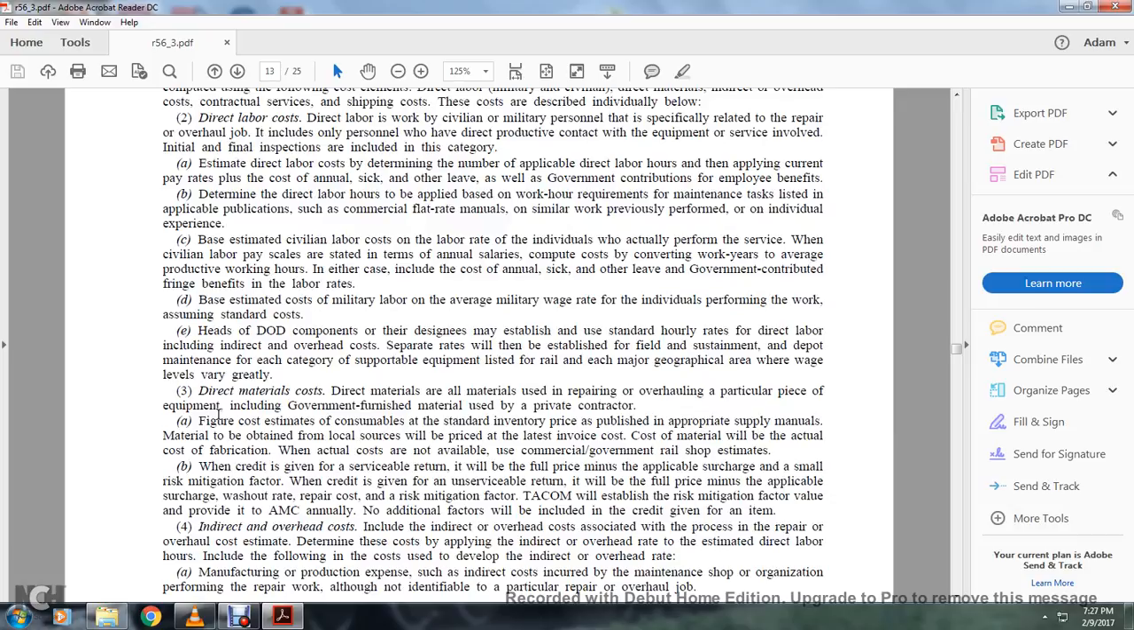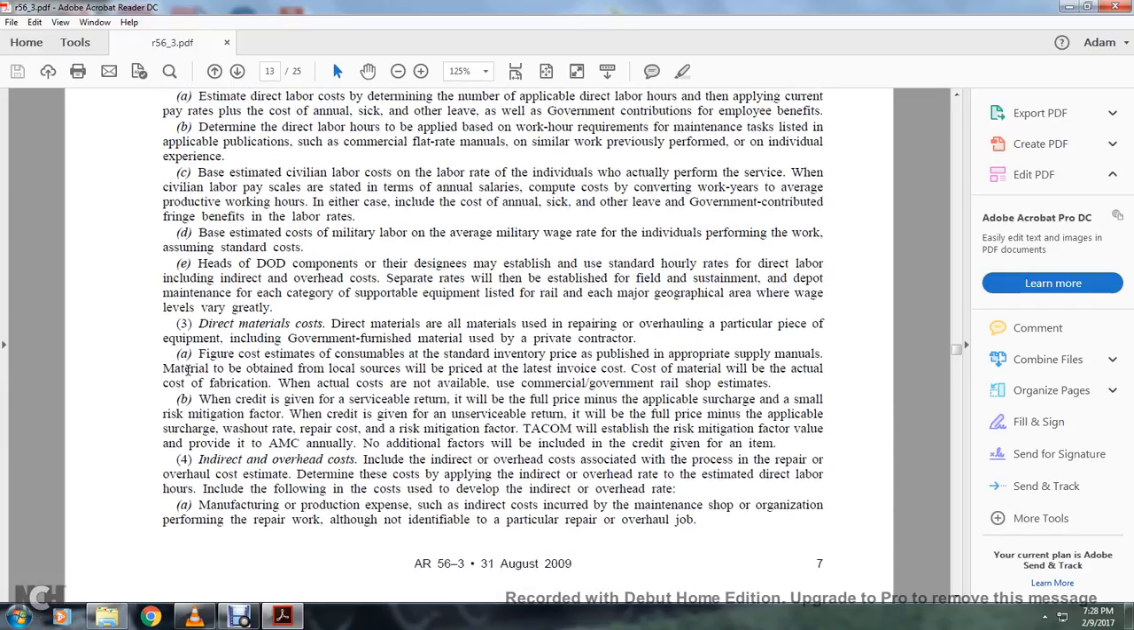Heads of Department of Defense components may establish and use standard hourly rates for direct labor, including indirect overhead costs, with separate rates established for field, sustainment, and depot maintenance for each of the categories of supportable equipment listed for the rail, and for each of the major geographical areas where wage levels vary greatly.